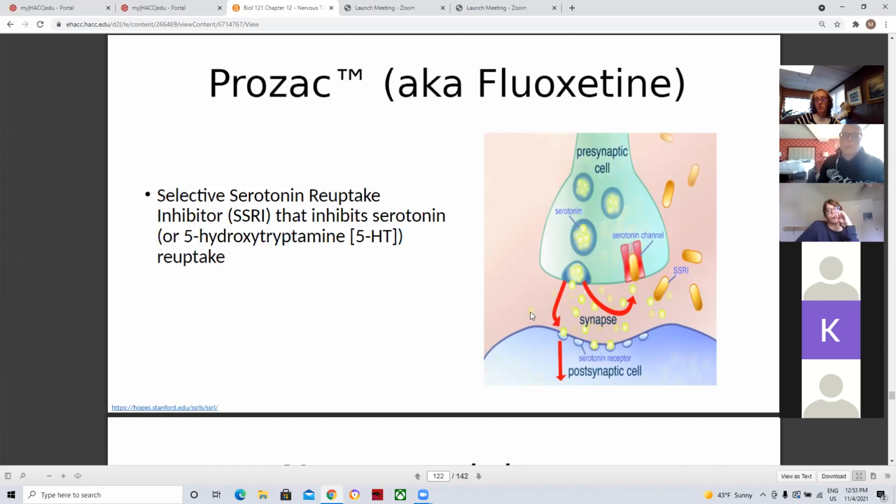People who take Prozac either are not secreting enough serotonin or it's being removed too fast. So you fix this by keeping it around in the cleft a little longer, by blocking its reuptake. Questions?